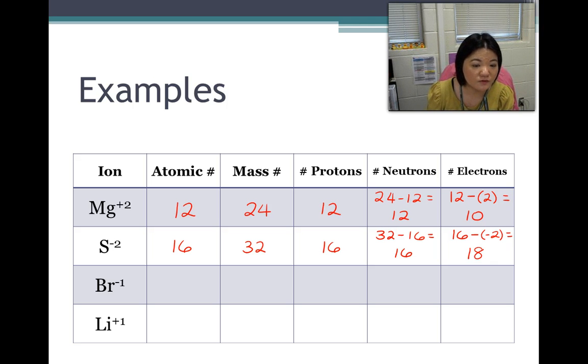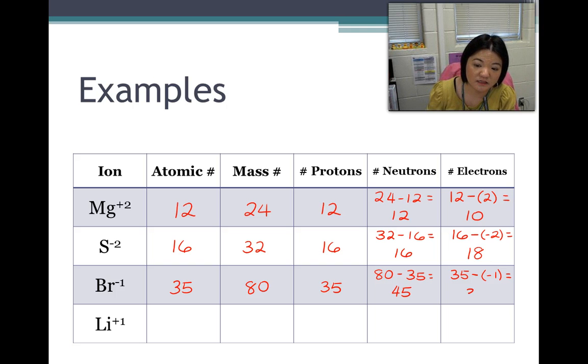Alright, Br minus 1. Br has an atomic number of 35, and its atomic mass is 79.9, so we are going to round it up to 80. The number of protons is 35. We are going to take 80, subtract 35 for the number of neutrons, and we are going to get 45. Alright, the number of electrons. Take the atomic number, 35, subtract the charge, negative 1. 35 minus negative 1 is 36.